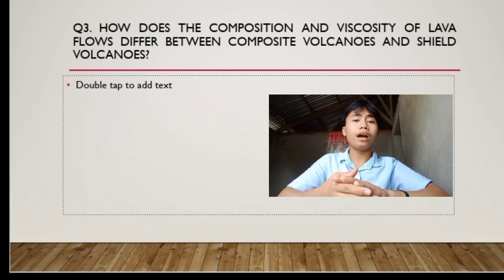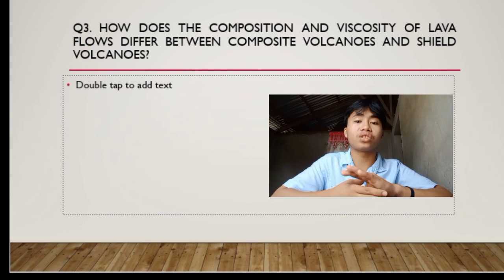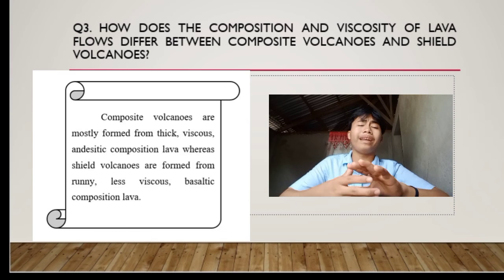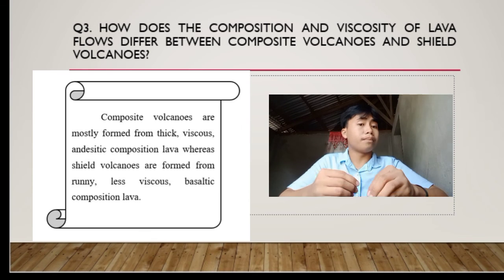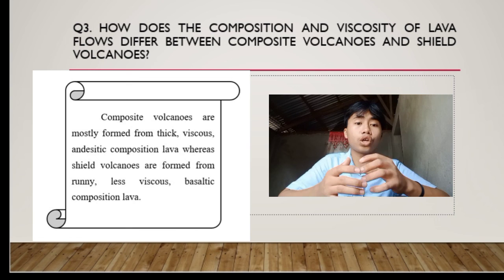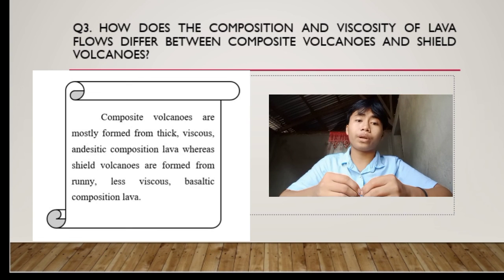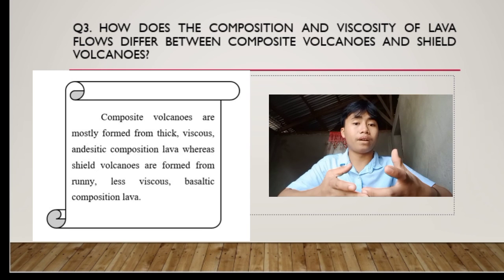Number three. How do the composition and viscosity of lava flows differ between composite volcanoes and shield volcanoes? Well, composite volcanoes are mostly formed from thick, viscous, andesitic composition lava. Meanwhile, shield volcanoes are formed from runny, less viscous, basaltic composition lava.